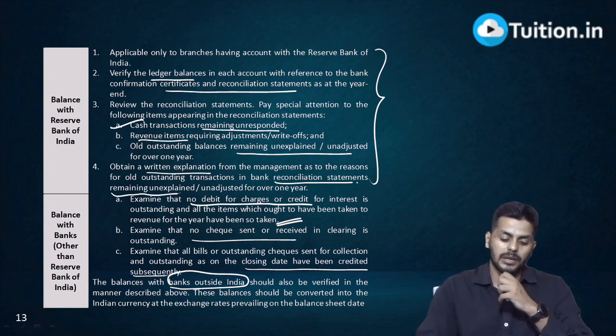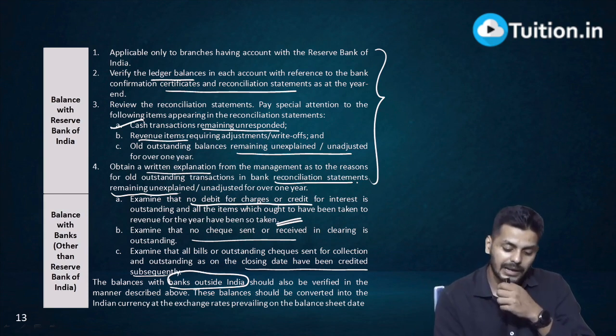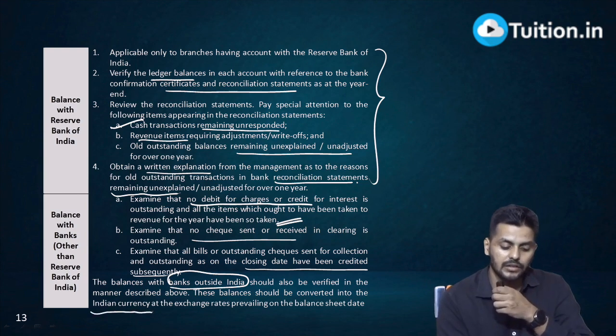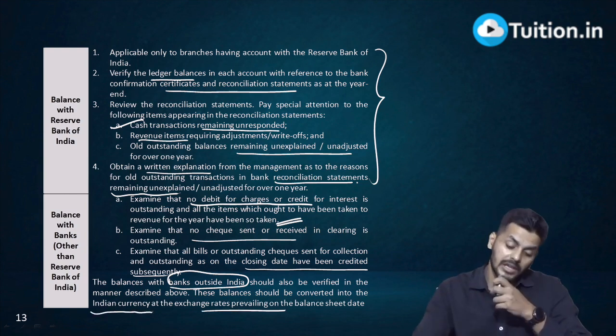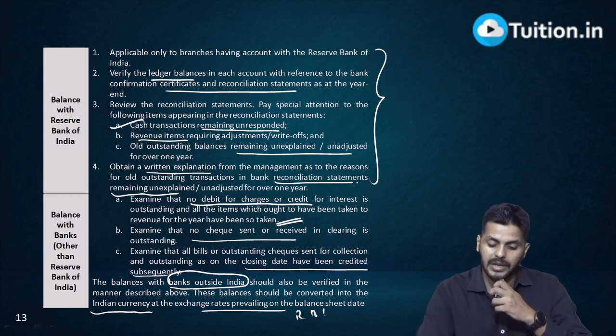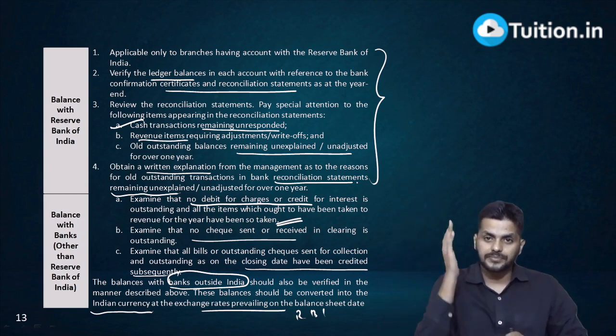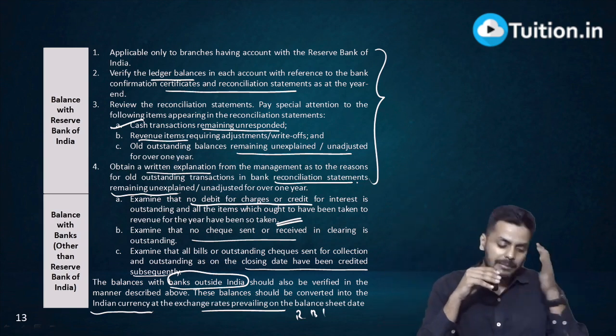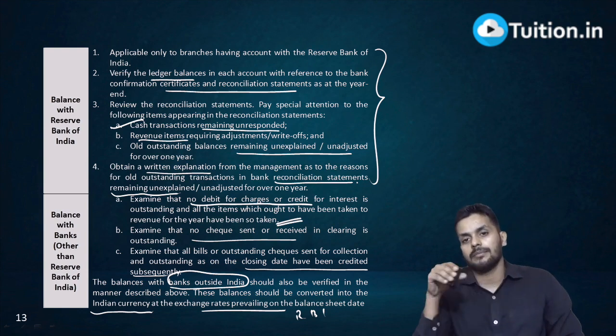Foreign banks, if you're keeping any nostro accounts, these balances should be converted into Indian currency at the exchange rate prevailing, which is again available on the website of the RBI. You can take the exchange rate of various currencies from the RBI website and cross check them accordingly.